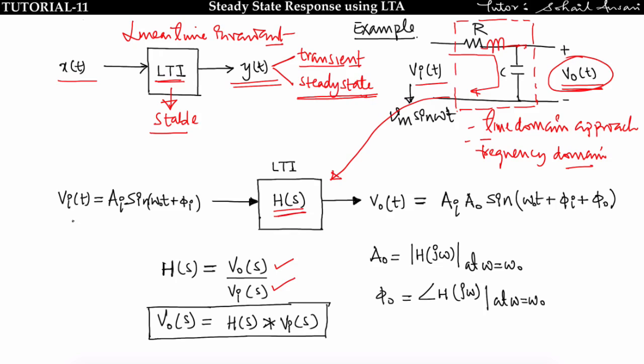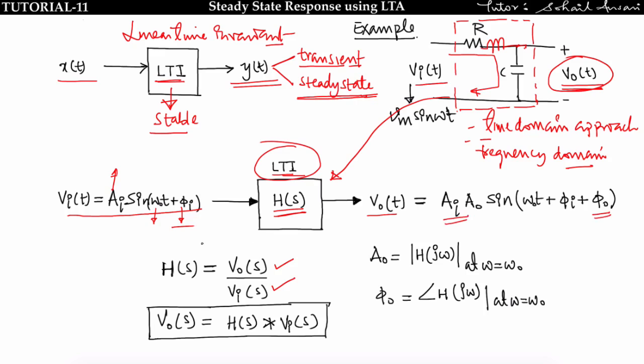Now we will give the input A_i sin(ω0 t + φ_i), where A_i is the maximum input signal, ω0 is the input frequency, and φ_i is the input phase. If I give this signal to the LTI system, then the output of the system is given by A_i A_0 sin(ω0 t + φ_i + φ_0). That means the frequency of the output signal will remain the same as the input, because this is an LTI system. However, the magnitude and the phase angle may differ.